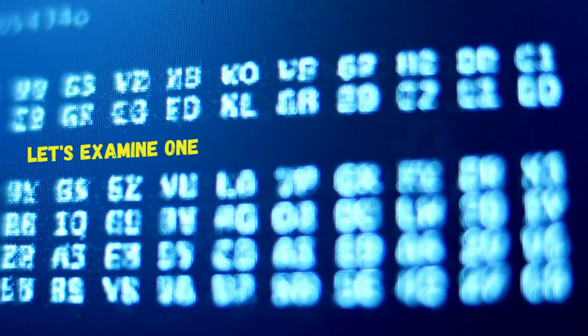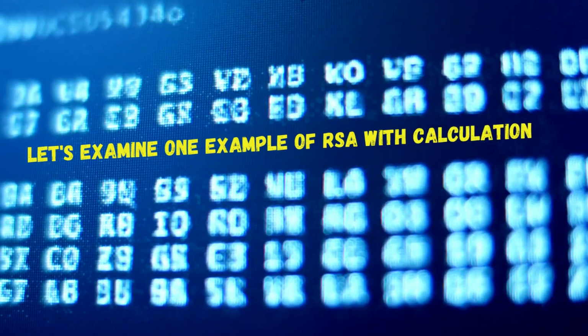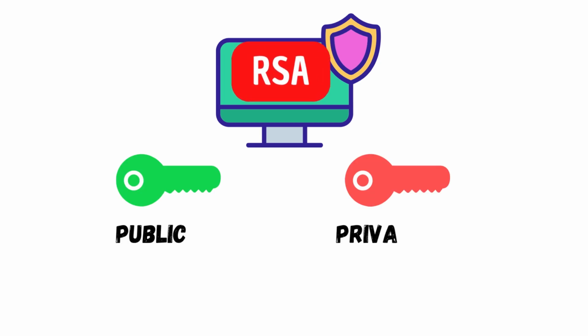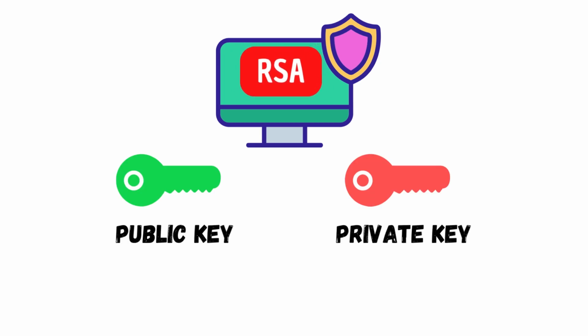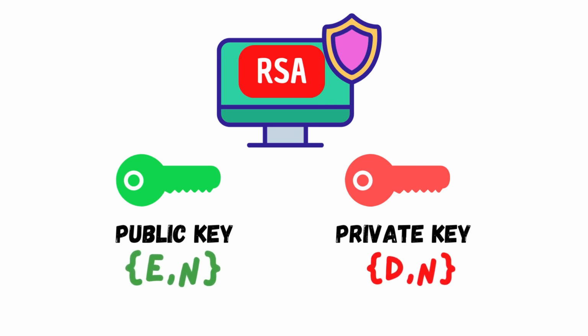Let's examine one example of RSA encryption and decryption, along with the calculations. First, in order to use the RSA algorithm, we need a public key and a private key. As we discussed earlier, the public key is a pair of 2 numbers, e and n, and the private key is a pair of 2 numbers, d and n. Let's generate these numbers so that we can use RSA in action.